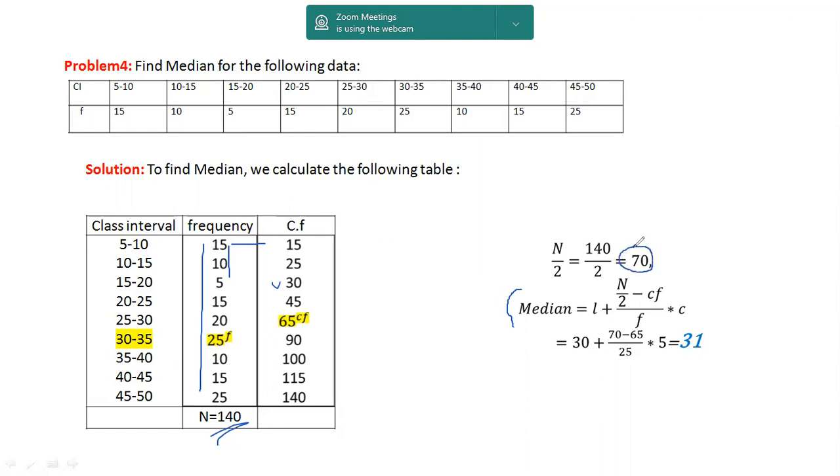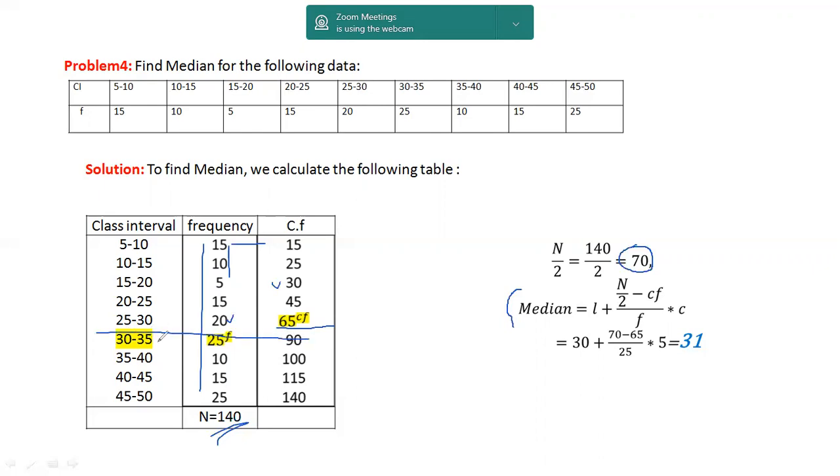So we have to check in the cumulative frequency where 70 exists. If you see here, the cumulative frequency up to the interval 25 to 30, whose frequency is 20, is 65. So up to here 65 is completed. Then 70 will be in the next interval, that is 30 to 35.